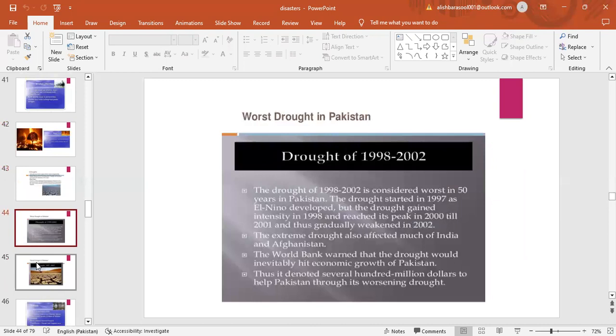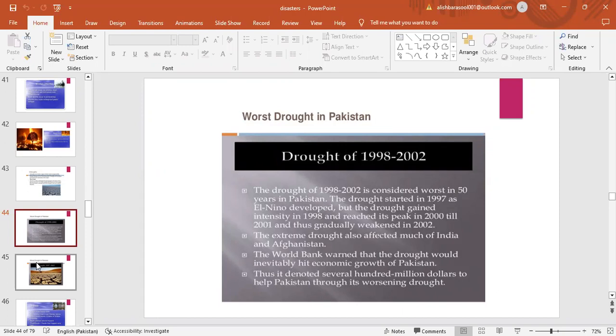Worst drought in Pakistan. The drought of 1998-2002 is considered the worst in 50 years in Pakistan. The drought started in 1997 as El Nino developed, but gained intensity in 1998 and reached its peak in 2000 till 2001, and then gradually weakened in 2002. The extreme drought also affected much of India and Afghanistan.